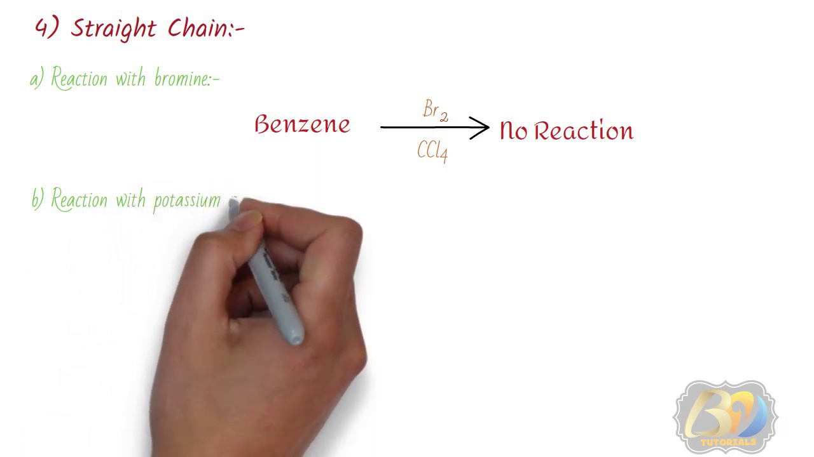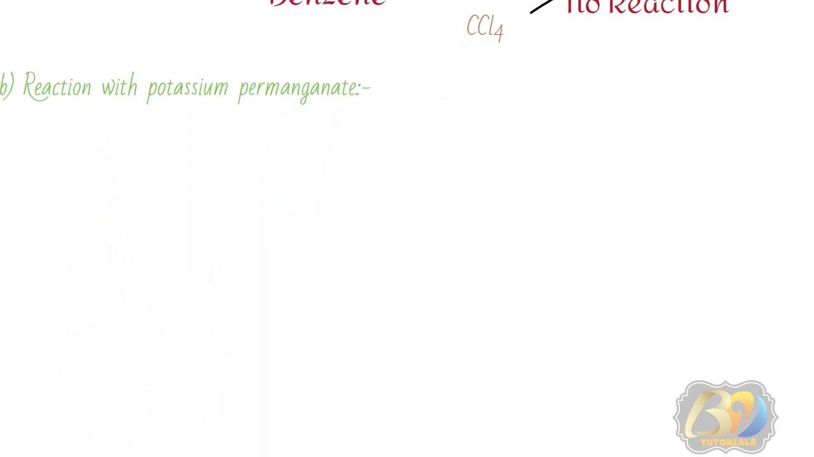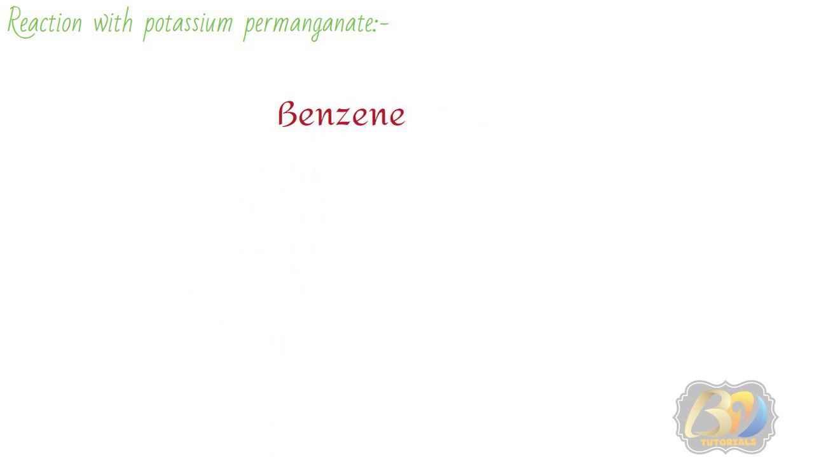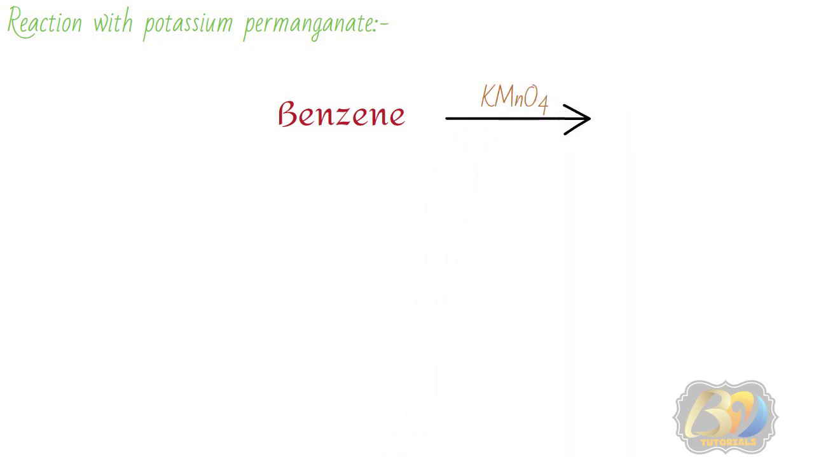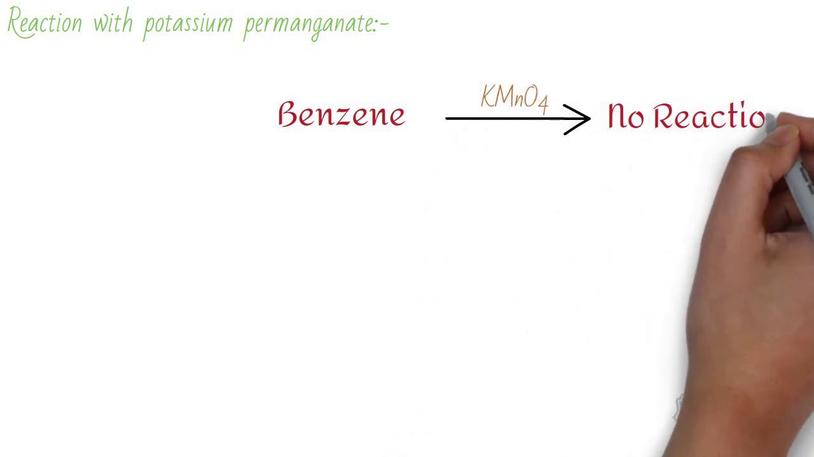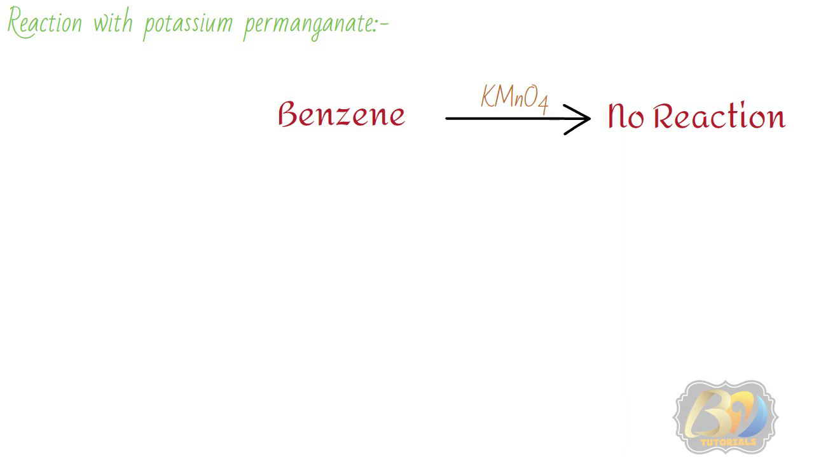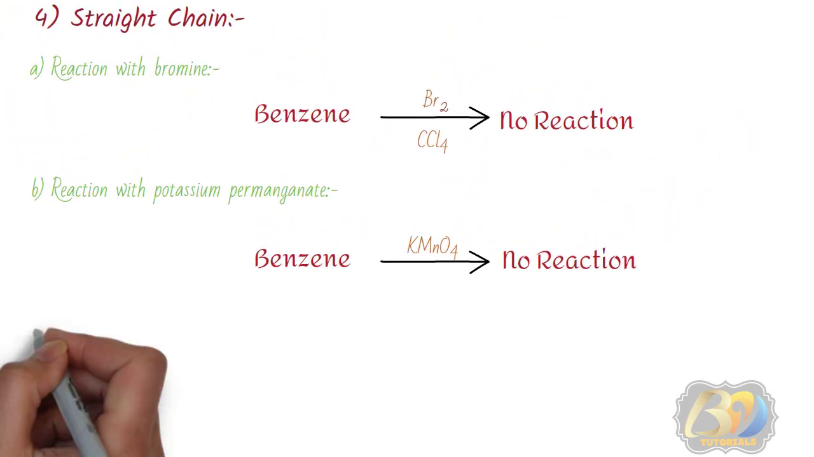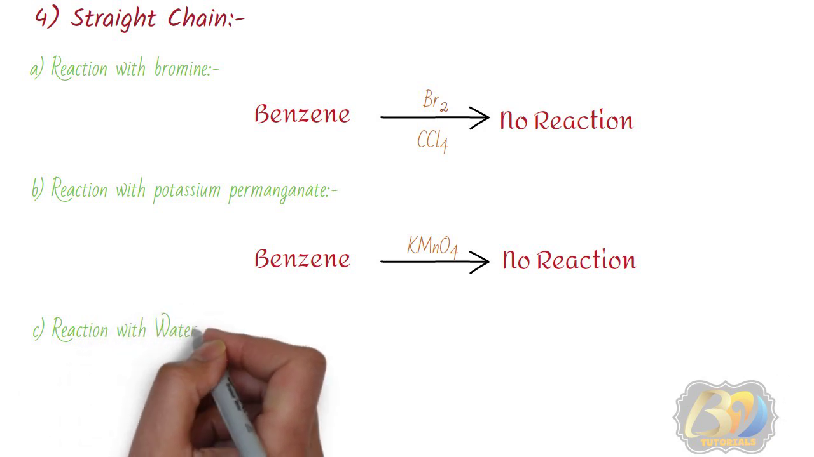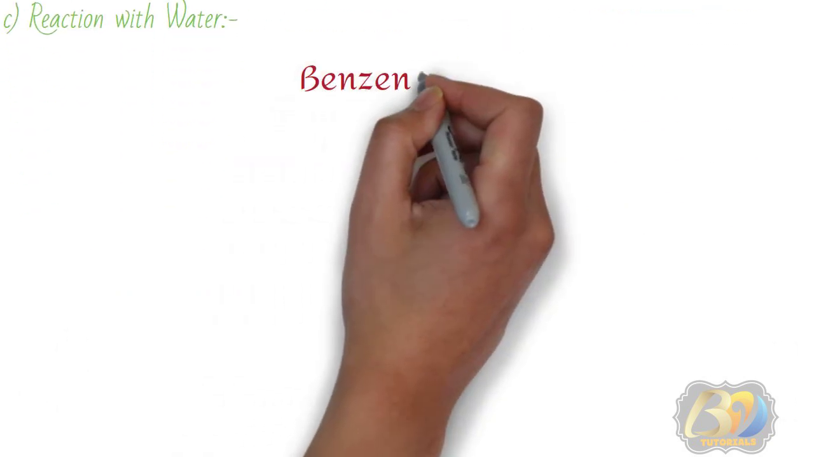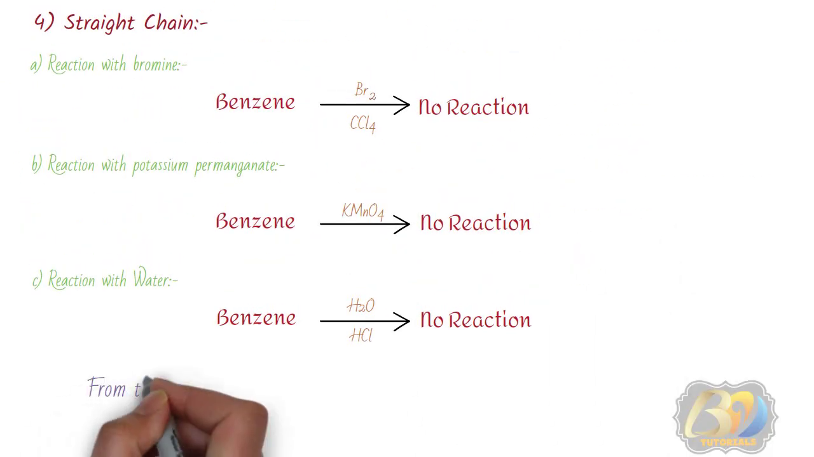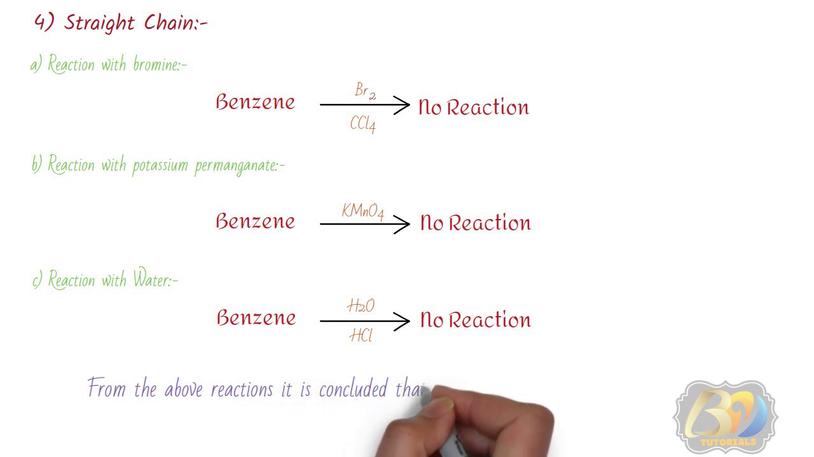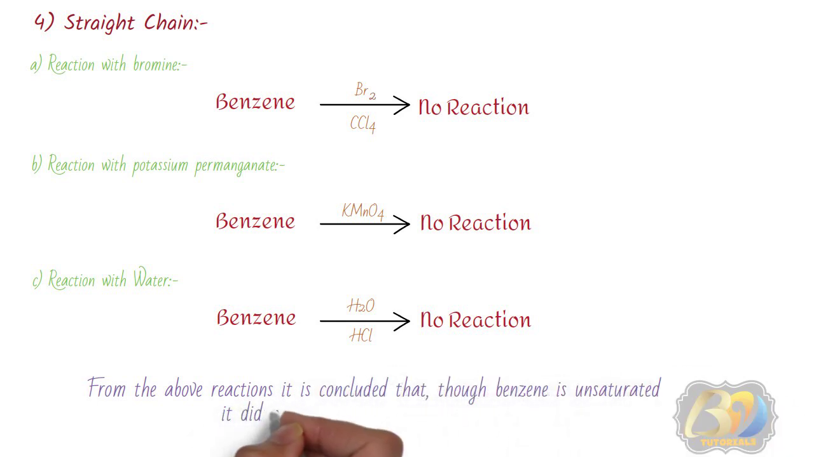Next reaction is with potassium permanganate. Any unsaturated compound, when reacted with potassium permanganate, decolorizes the cold solution of potassium permanganate. But benzene does not show any reaction with potassium permanganate. So, benzene does not have a straight chain. Next reaction is with water. Benzene does not add water in presence of acids. From the above reactions, it is concluded that though benzene is unsaturated, it does not behave like alkenes and alkynes.